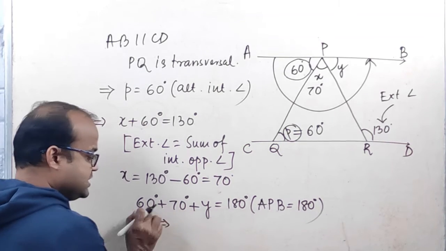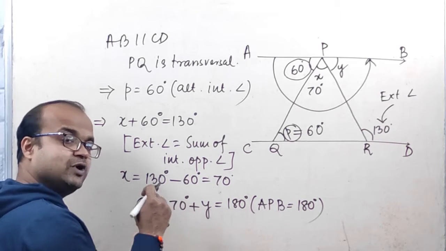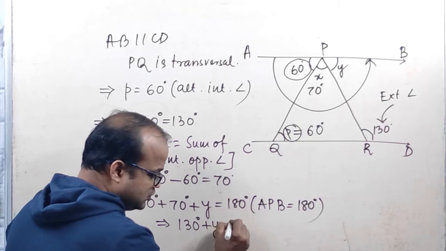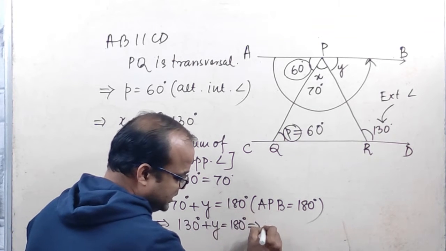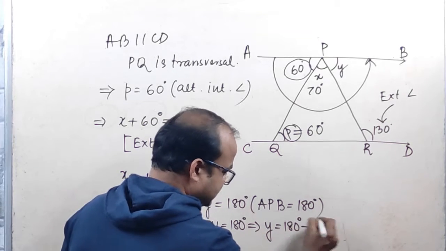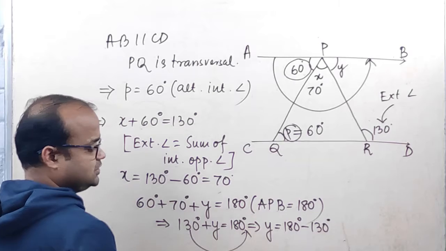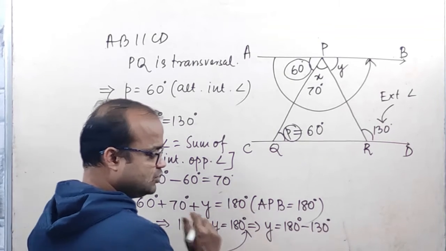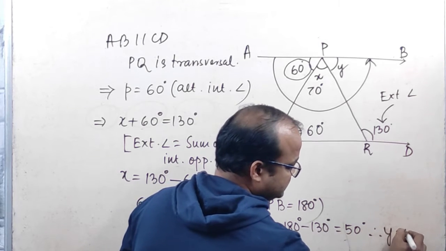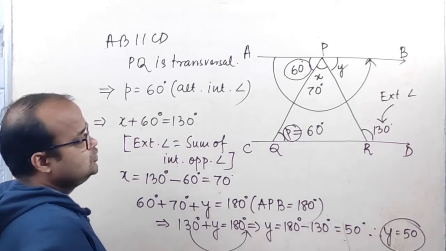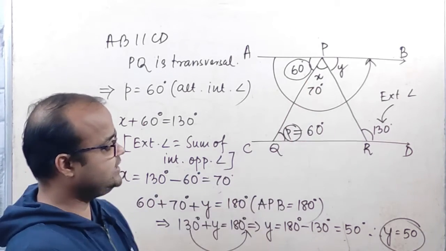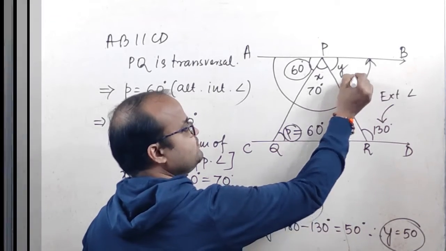So therefore 60 plus 70 equals 130. 130 degree plus Y equals 180 degree. It implies Y equals 180 degree minus 130 degree. Shift the 130 degree to the other side to find the value of Y equals 50 degree. Therefore Y equals 50 degree. So the three unknown angles are P equals 60, X equals 70 and Y equals 50.